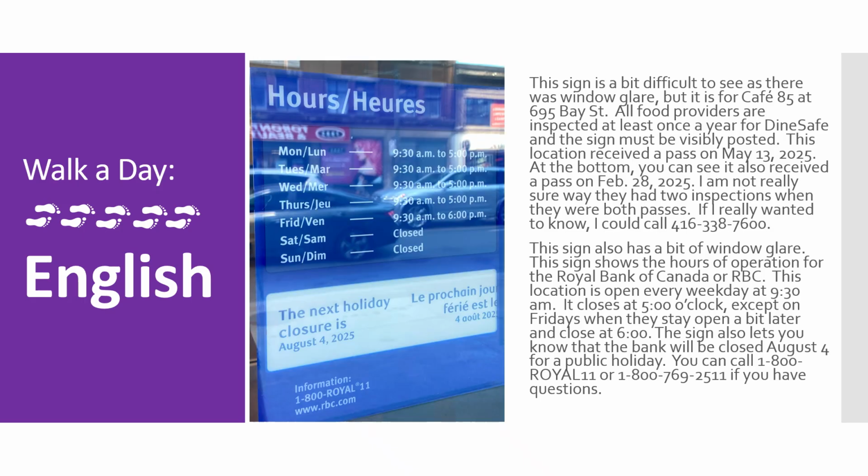This sign also has a bit of window glare. This sign shows the hours of operation for the Royal Bank of Canada, or RBC. This location is open every weekday at 9:30 a.m. It closes at 5 o'clock, except on Fridays when they stay open a bit later and close at 6. The sign lets you know that the bank will be closed August 4th for a public holiday.